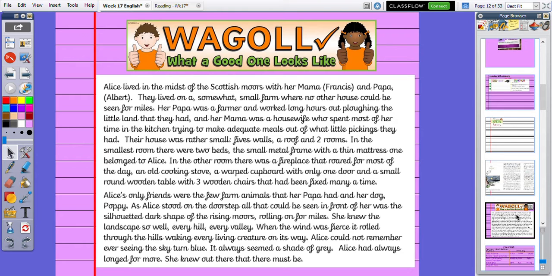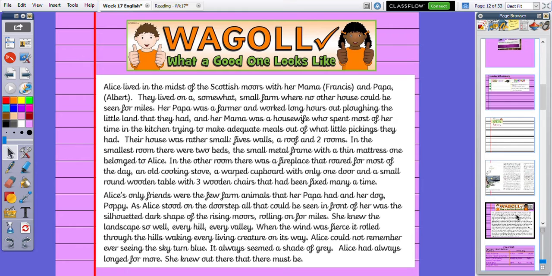As Alice stood on the doorstep, all that could be seen in front of her was the silhouetted dark shape of the rising moors rolling for miles. She knew the landscape so well, every hill, every valley. When the wind was fierce, it rolled through the hills, waking every living creature on its way. Alice could not remember ever seeing the sky turn blue. It always seemed a shade of grey. Alice had always longed for more. She knew out there must be more.